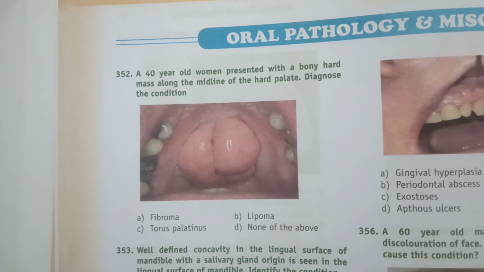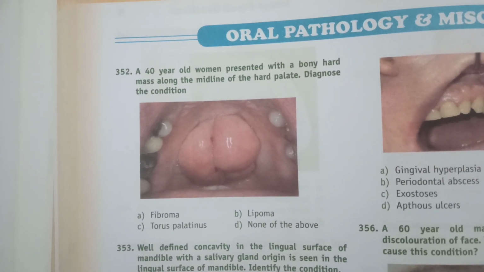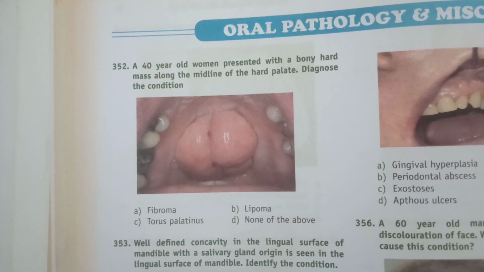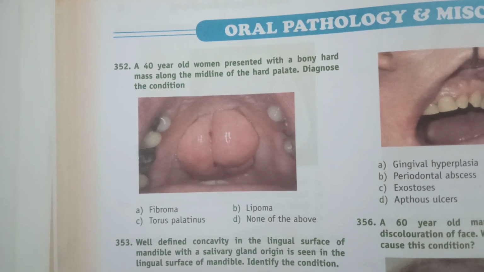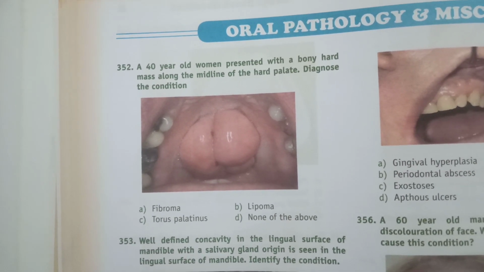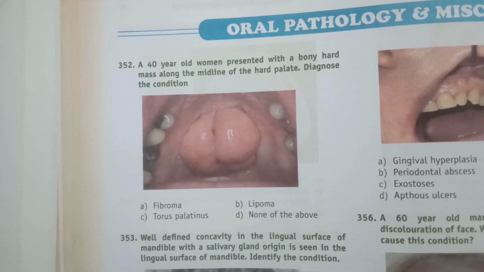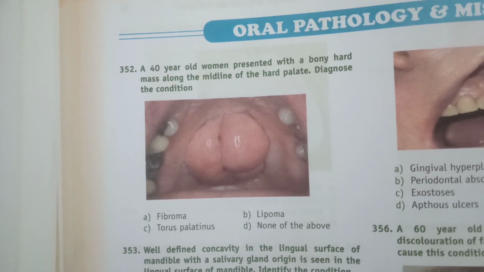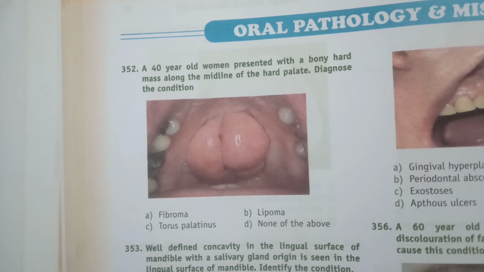Focus on question number 352. A 40-year-old woman presented with a bony hard mass along the midline of the hard palate. Diagnose the condition. Is it fibroma? Is it lipoma? Is it torus palatinus? None of the above. So it's a bony hard mass that is along the midline of the hard palate.